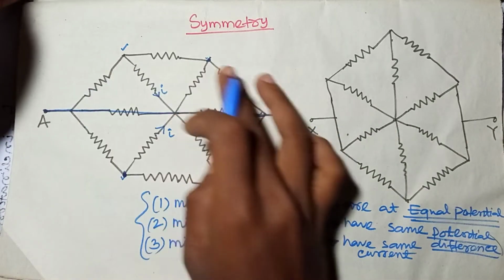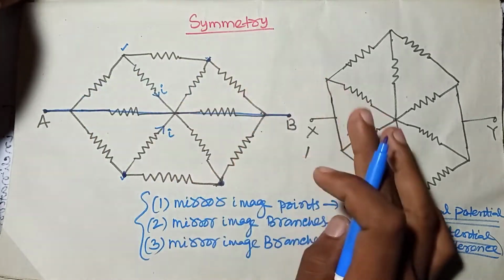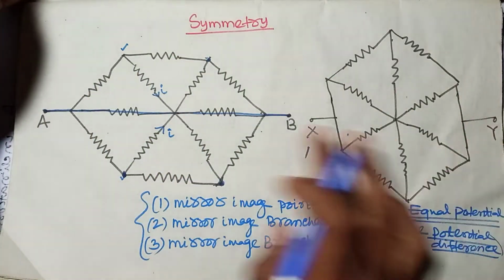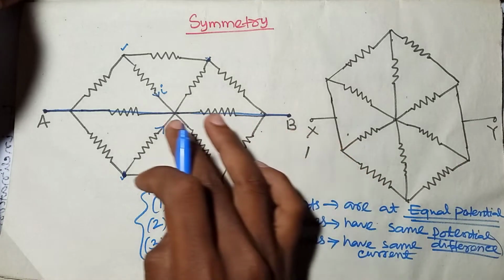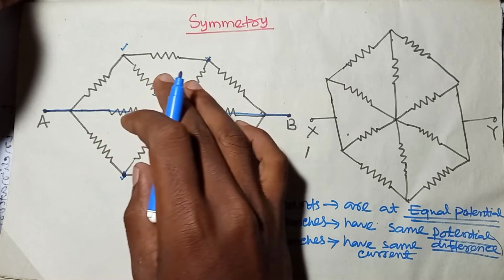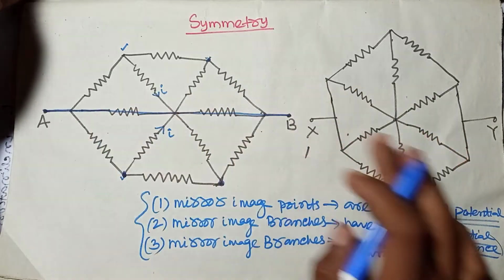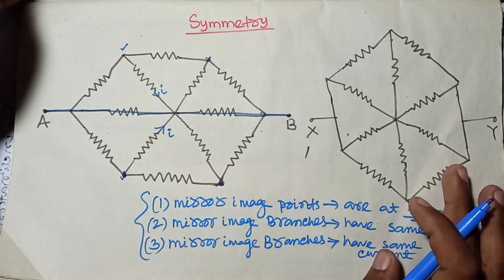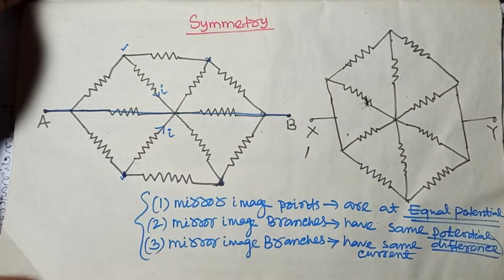You can note that none of these resistors are either in parallel or in series. So you cannot apply the series and parallel method to reduce this circuit. So what to do in that case? In that case we can apply the symmetry method. Let's see how to apply that symmetry method.